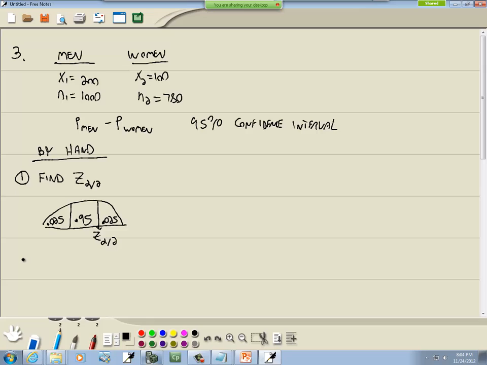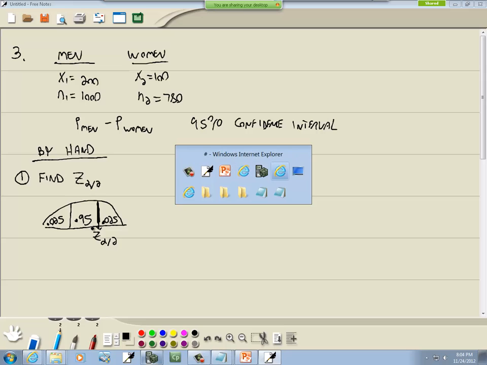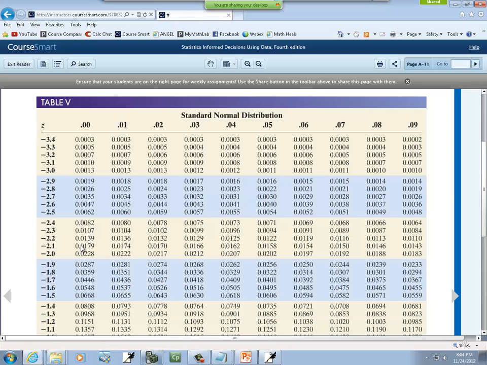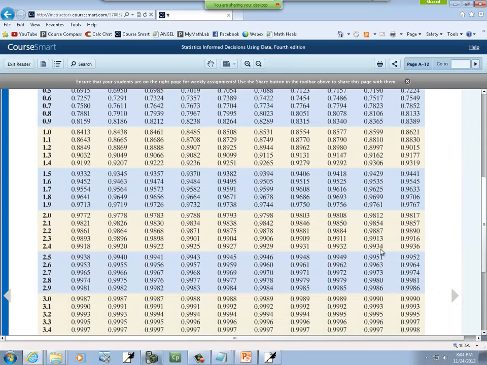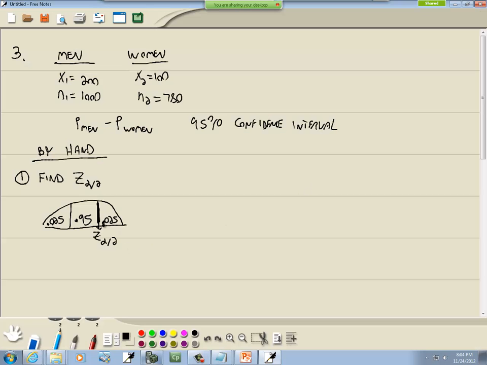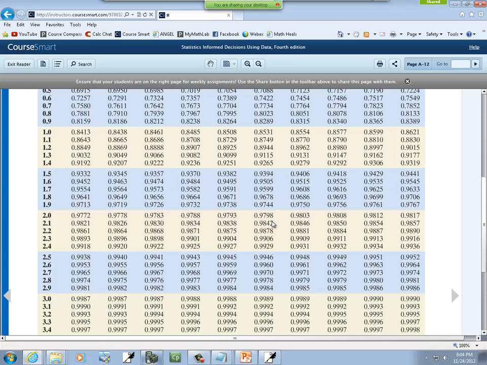So we're going to use INV norm to get, wait a minute, by hand. Okay. So we're going to use our standard normal distribution table for this. You look at the area to the left, which is 0.025 plus the 0.95. So we're going to look up 0.975.